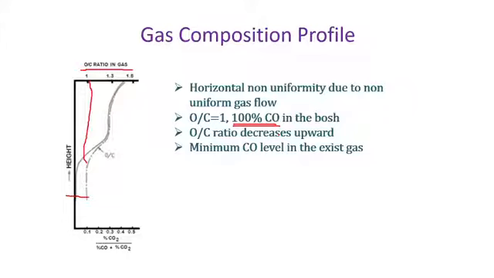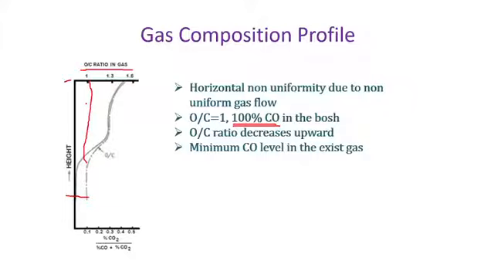And when we go towards the top, means upward, CO is continuously utilized in the reduction of iron oxides, and the O by C ratio goes on increasing. It goes on increasing from 1 to 1.3, below 1.6, there may be 1.5. And there is a minimum carbon monoxide level at the exit gas. At the top, the CO percentage will be very less as compared to that of the Bosh region. 100% CO was there, but here maybe only 20% CO will be there.